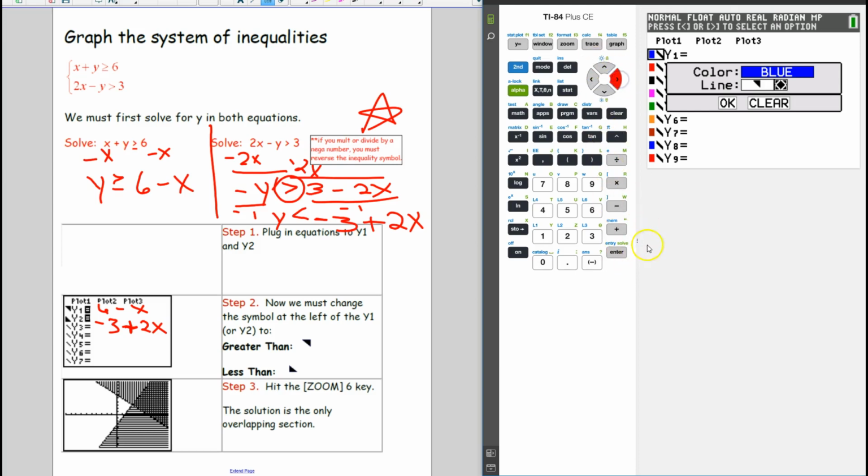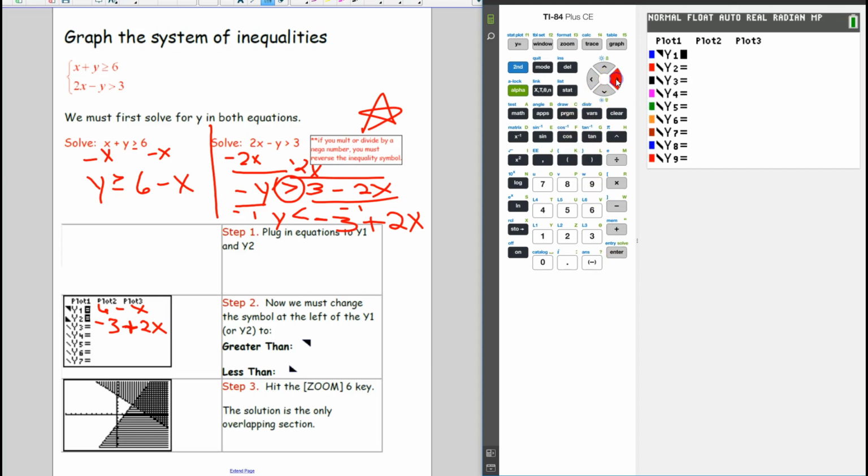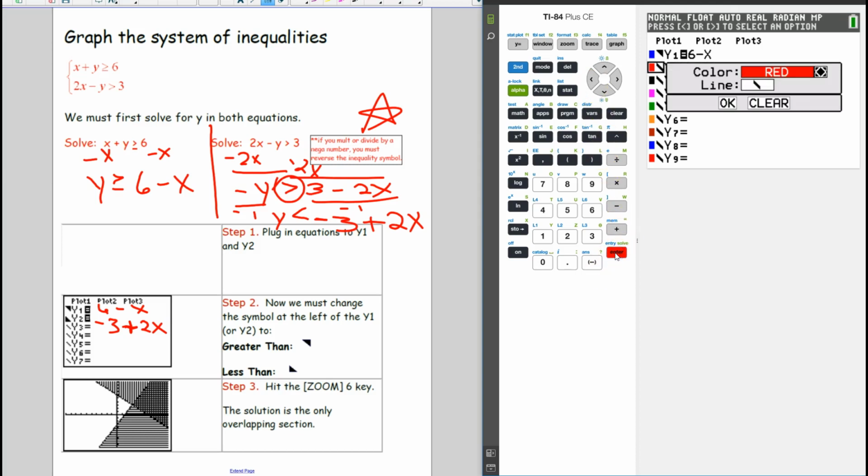So greater than right there. Okay. And that is for the 6 minus x. And then I'm going to go over there to the left, and I need the less than. I don't think I'll do it in red. I'm going to do it in green. Okay, and now I want to go down and grab the less than.